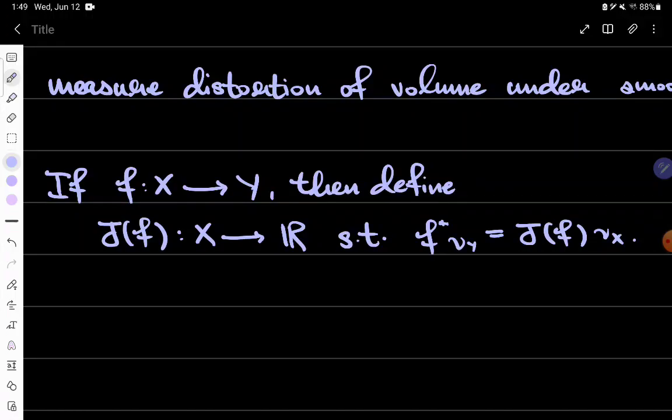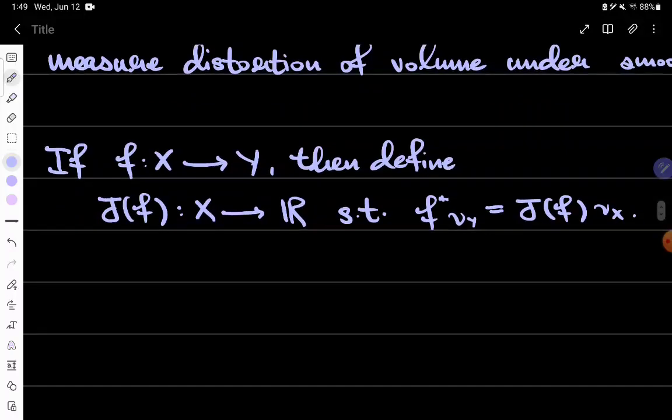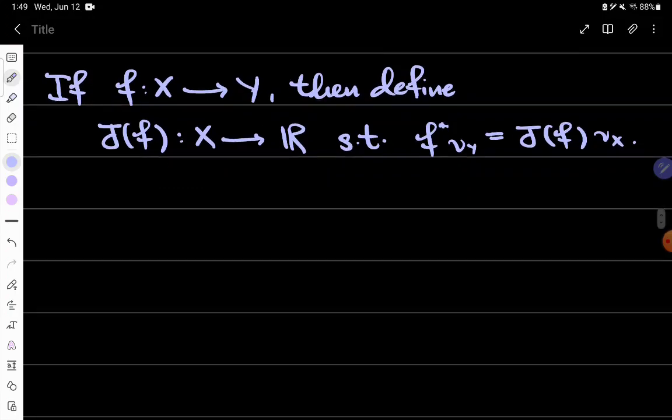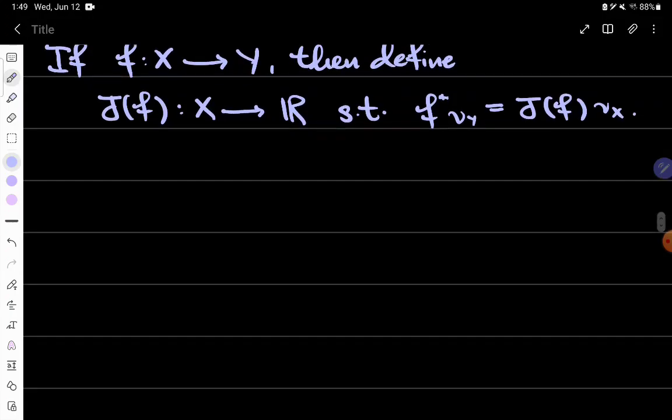Because this J of f, when you're pulling back this volume form on Y, then because you're working in top degree cohomology, this thing is a one-dimensional vector space, and so nu X and the pullback of nu Y are both going to be n-forms. Then we want to measure their ratio, which is going to measure the extent to which the volume gets dilated or contracted, and then J of f is exactly this number that we're defining, based on f, that returns the scaling factor. So in local coordinates, this is just the determinant of the Jacobian in the usual sense.